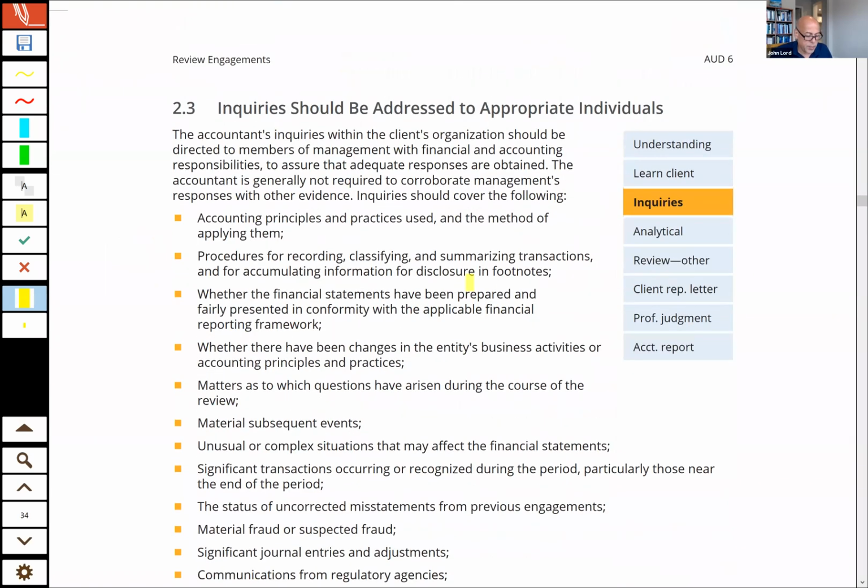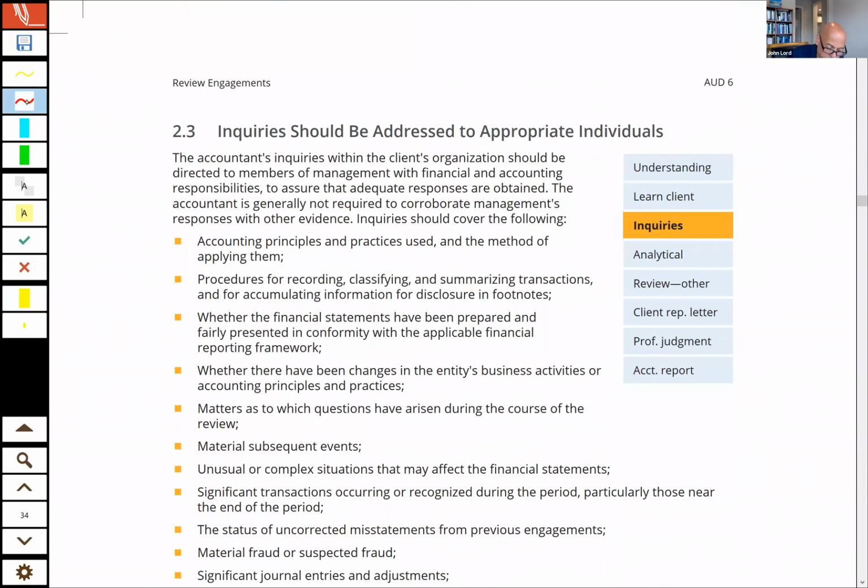Now we're going to make another flashcard. Okay, and this flashcard is going to say what is required in a review.